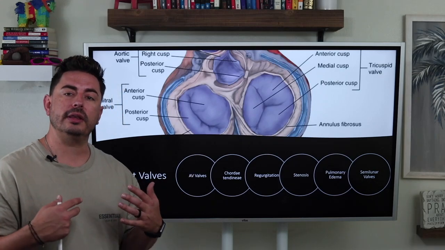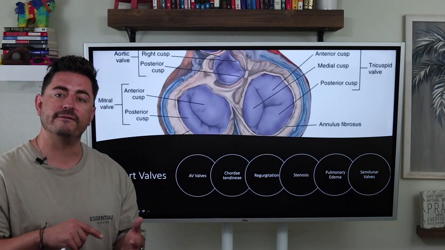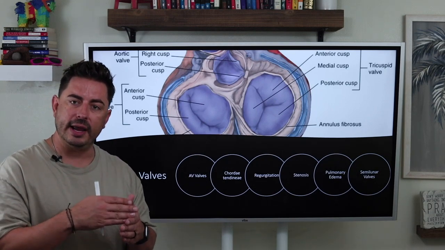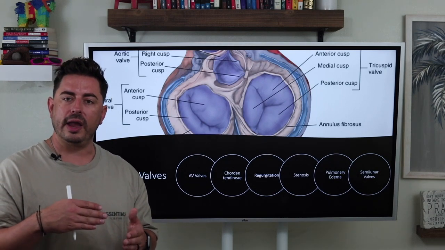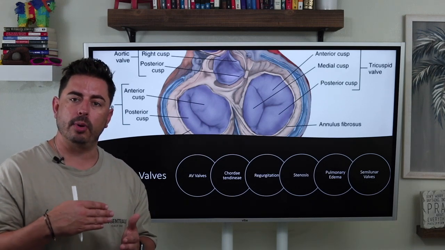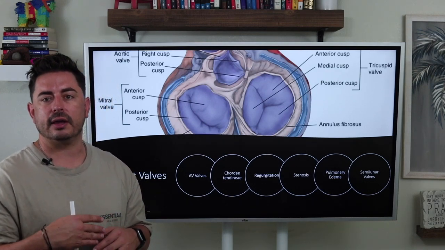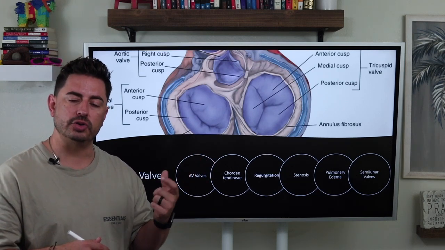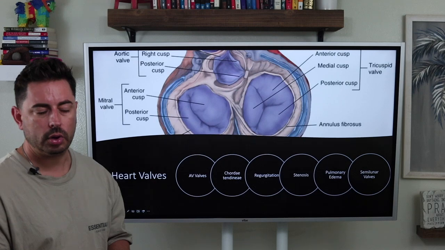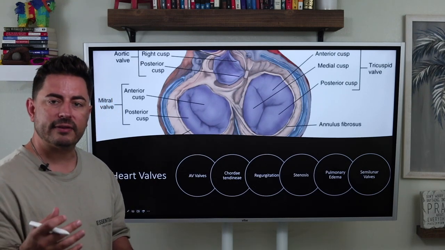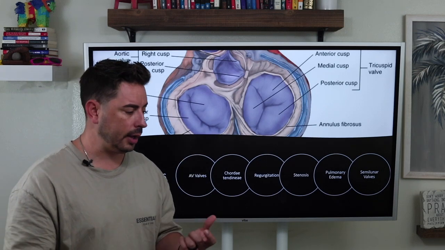Now when we look at the heart valves, there are 4 different valves. We have the tricuspid valve, that's between the right atrium and the right ventricle. We have the pulmonic valve, that's between the right ventricle and the pulmonary artery. We have the mitral valve, or the bicuspid valve, that's between the left atrium and the left ventricle. And then we have the aortic valve, which is between the left ventricle and the aorta.